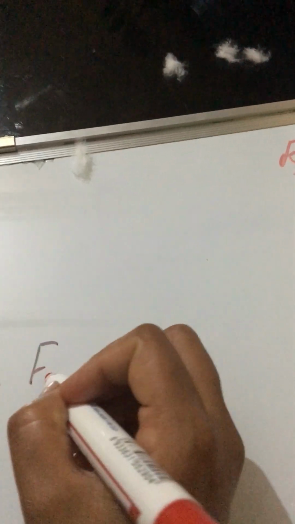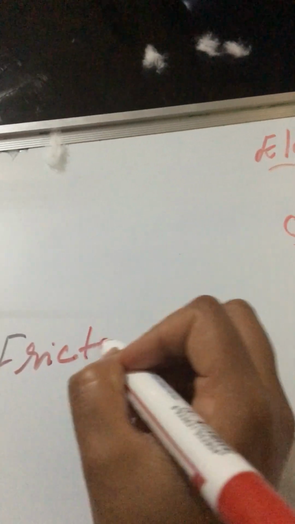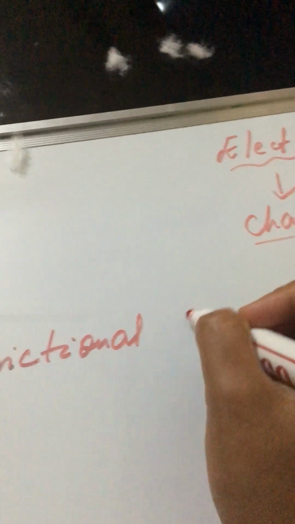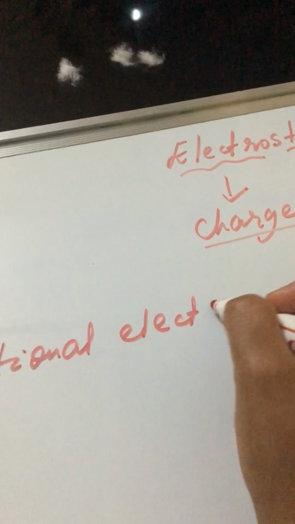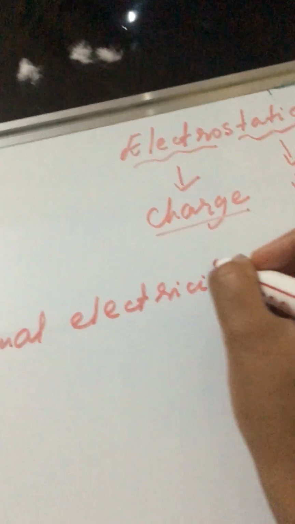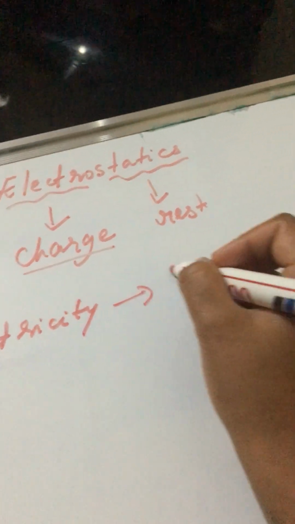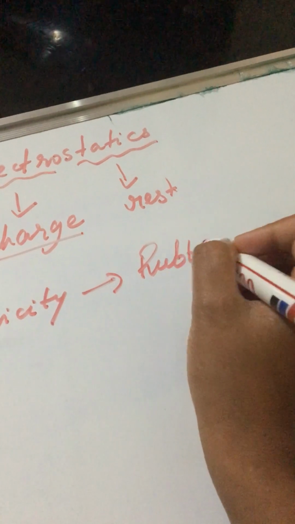Now when we rub two things against each other and this type of phenomenon happens, we call it frictional electricity. So first of all, we'll start with frictional electricity. Frictional electricity is the electricity which is generated when two bodies are rubbed against each other.